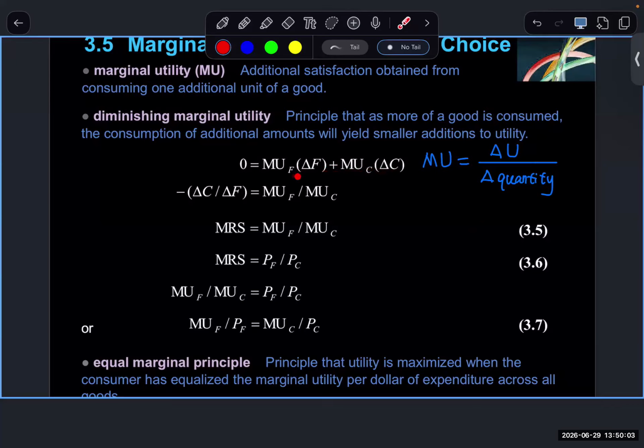It means you are on an indifference curve, so utility is constant. If you get some food, let's say delta F, and lose some clothing, which is delta C, the total utility change equals what? You gain something and you lose something. The total utility change equals 0, right? The total utility doesn't change. So that's why it equals 0 here, okay?